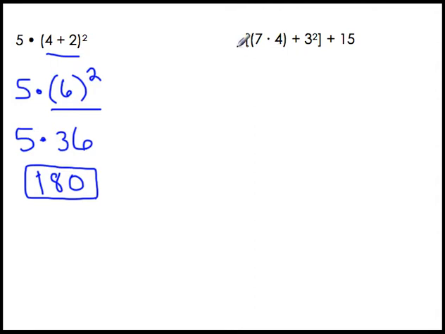Next problem, we have parentheses and we have inside parentheses. Always do the innermost parentheses first. So I'm actually going to drop down the first bracket. 7 times 4 is 28. And everything else is going to drop down for now, just so that I can see exactly which steps I'm supposed to follow next.